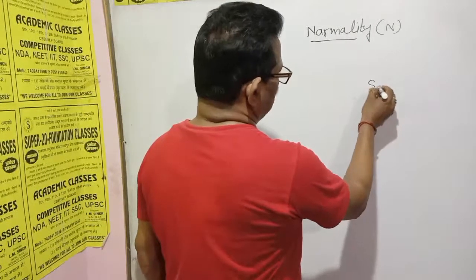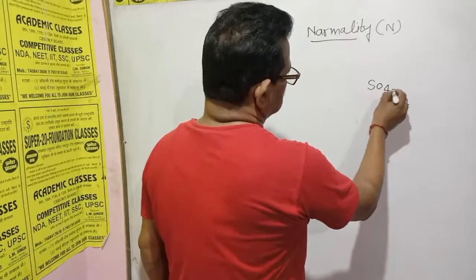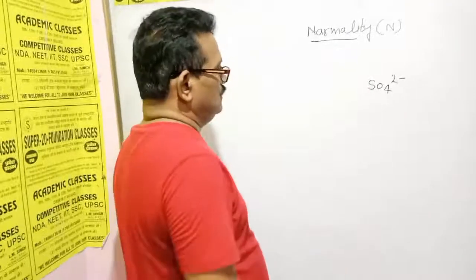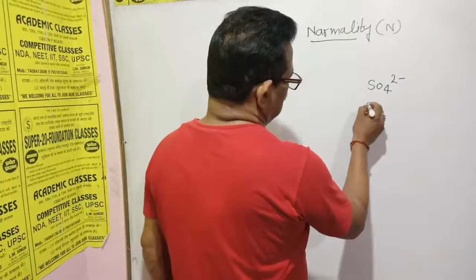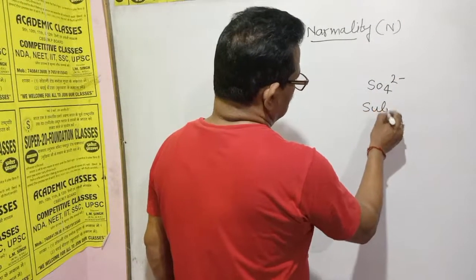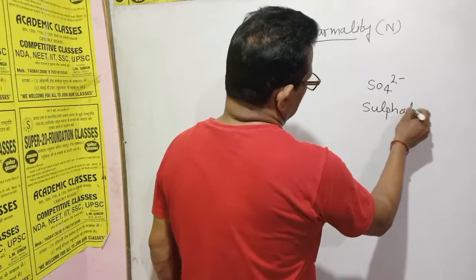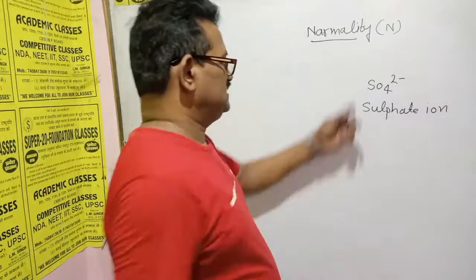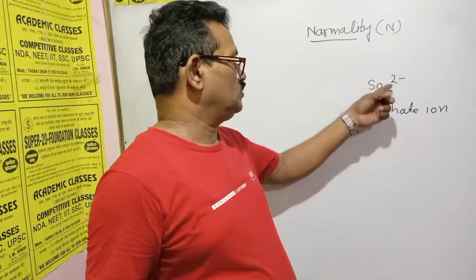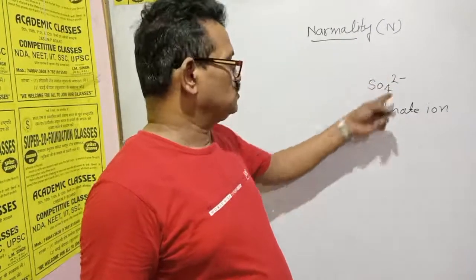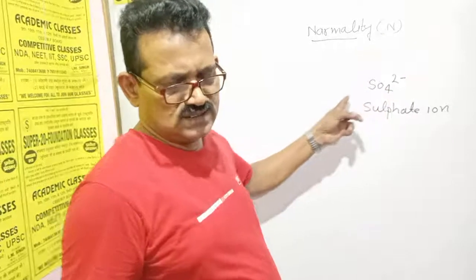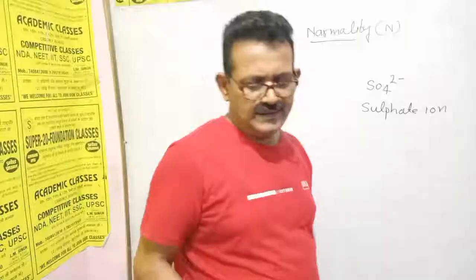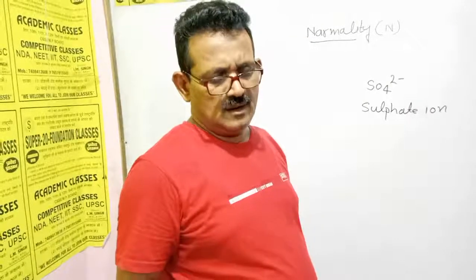Suppose the sulfate ion. This is the sulfate ion here. The name of this is sulfate ion. Okay, this is very clear. SO4 has two negative charges. This is the sulfate ion. And what is the equivalent weight of the sulfate ion?